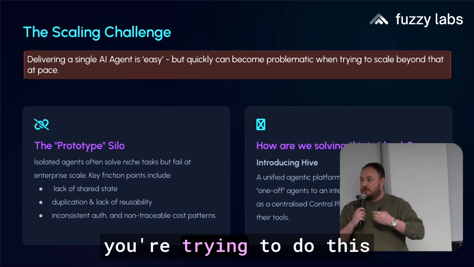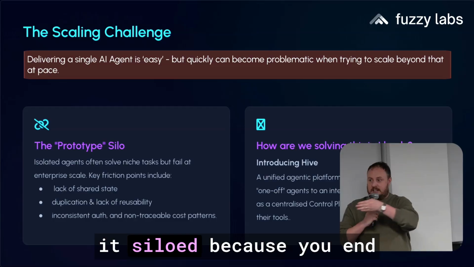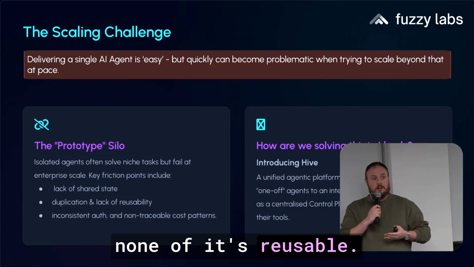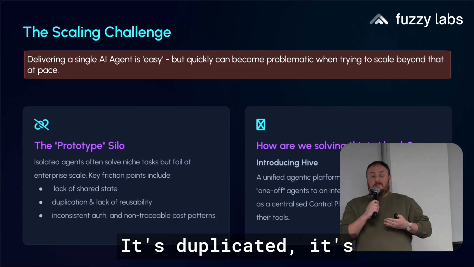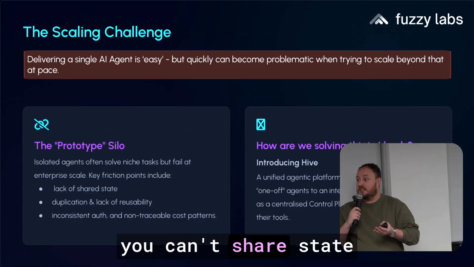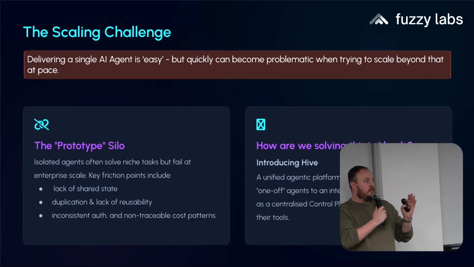But the risk is if you're trying to do this within an organization at scale, you can't do it siloed, because you end up in a position whereby none of it's reusable, it's duplicated, it's not even common in the way that it's doing it, and simple things like you can't share state across the various agents that get built. So how are we solving this?